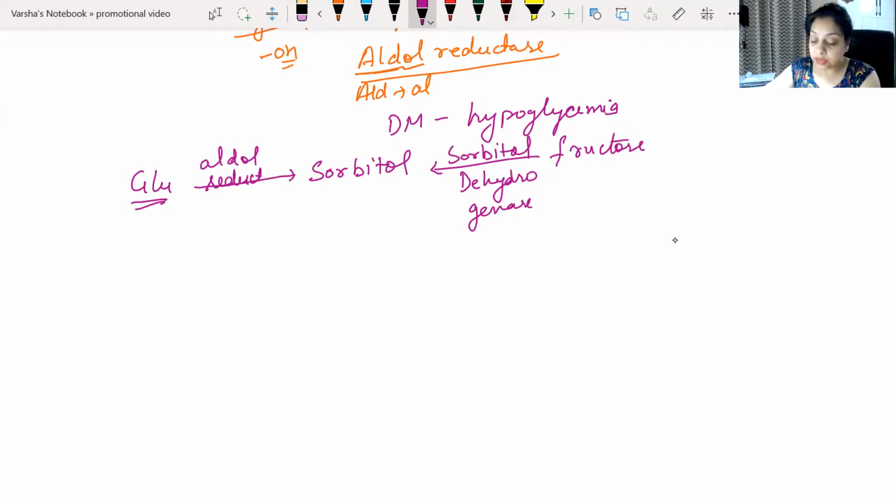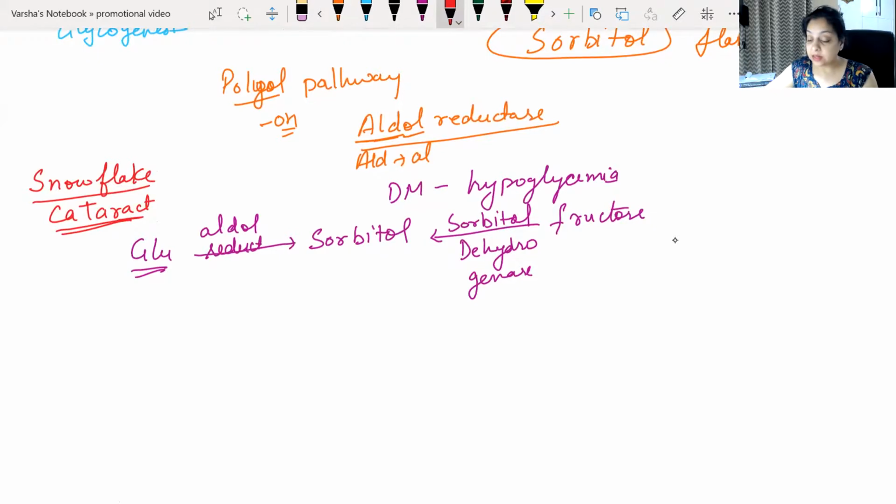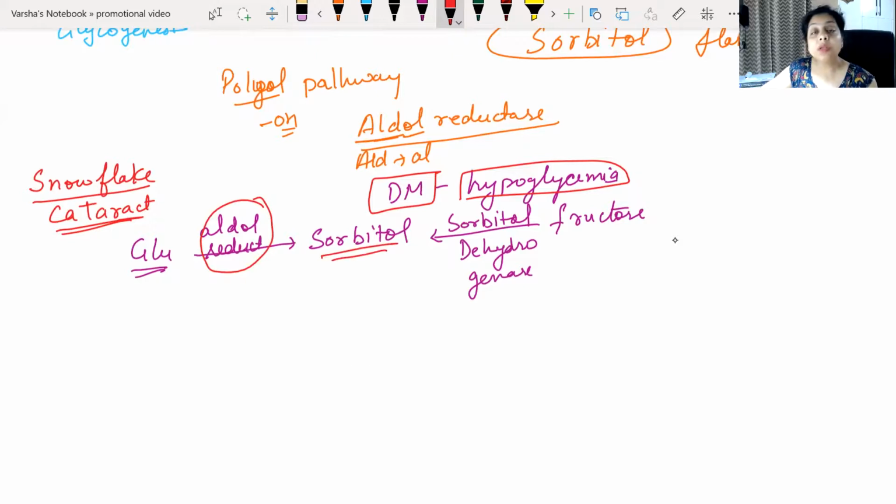Okay, so then you can see in the exam a question on snowflake cataract, or you can write a short note on snowflake cataract if they ask you about the polyol pathway, right? Hyperglycemic condition is there, or the patient is suffering from diabetes mellitus, right? Aldol reductase in the lens converts glucose into sorbitol, causing snowflake cataract.